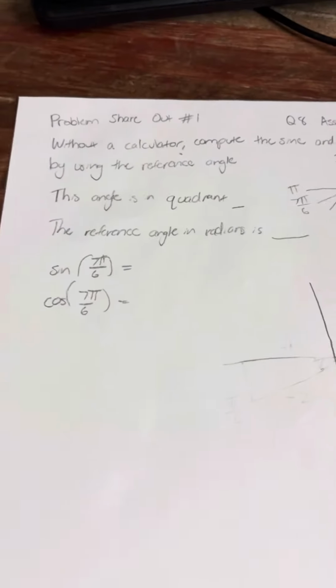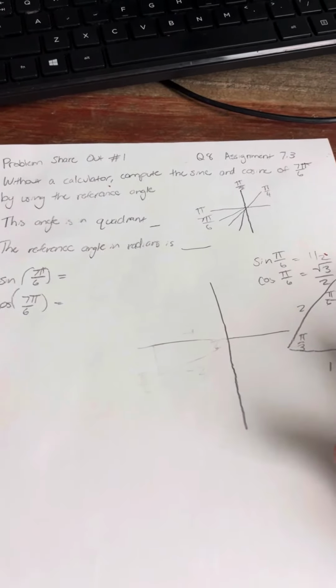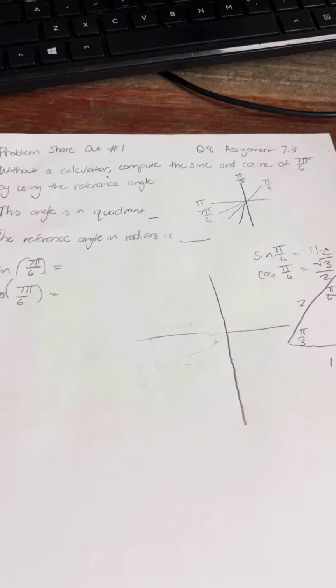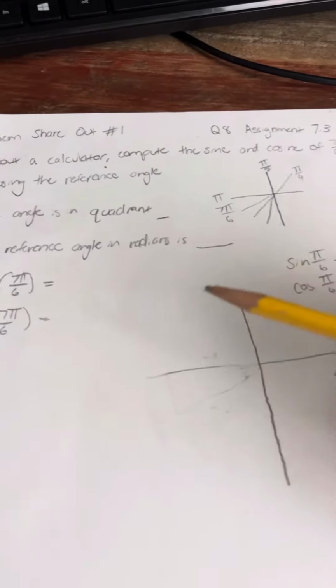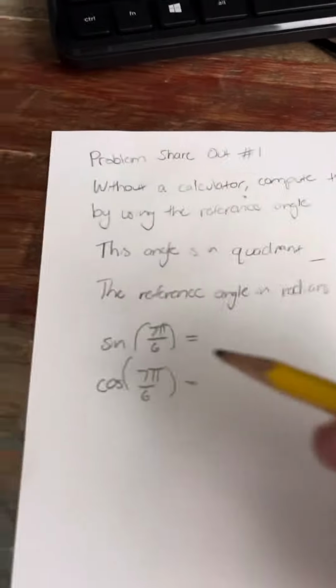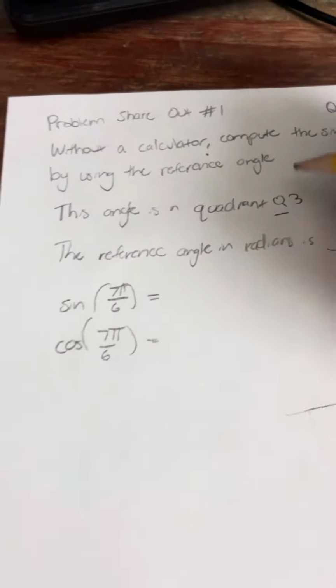Hi everyone. Today I'm going to be doing the problem from question 8 of assignment 7.3. The question reads out, without a calculator, compute the sine and cosine of 7 pi over 6 by using the reference angle. So if we take a look at the quadrant of 7 pi over 6, it's in quadrant 3. So we're going to write down Q3 right here.